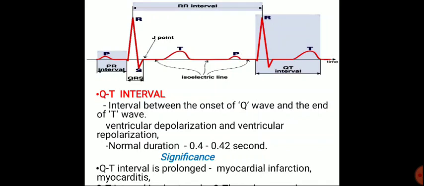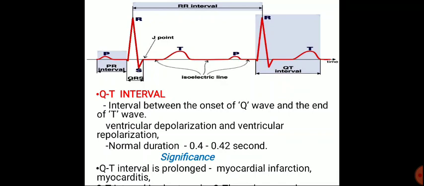QT interval is between the onset of the Q wave and the end of the T wave. It shows the activity of the ventricular depolarization and the ventricular repolarization. Duration is 0.4 to 0.42 seconds. Significance: prolonged QT interval shows the myocardial infarction, myocarditis. And when QT interval is shortened, QT symptoms and the hyperkalemia occur.